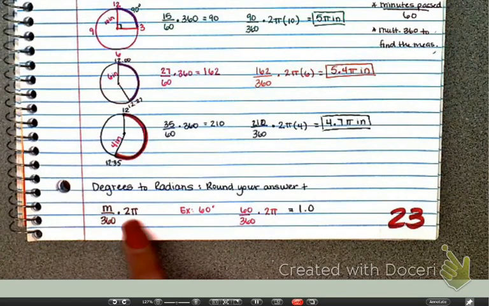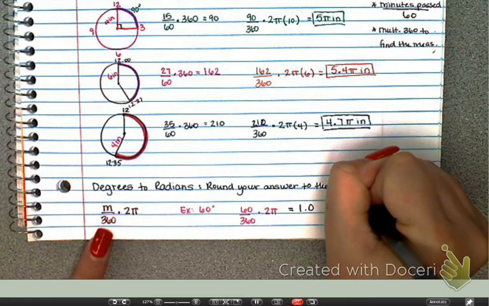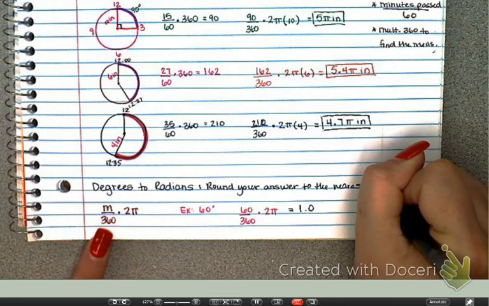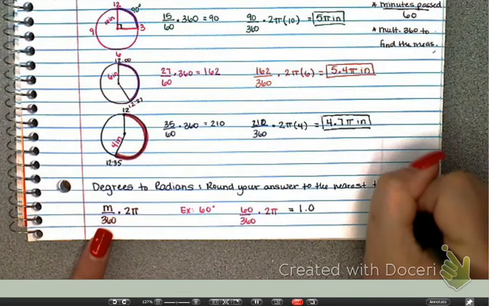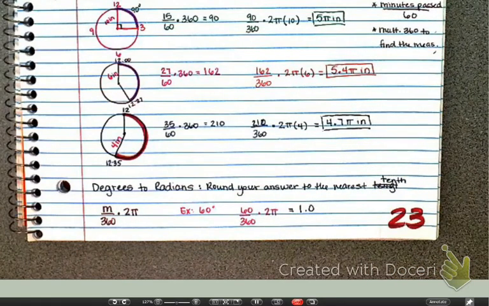1.0. Okay, so if you want to go from degrees to radians, we use our measure and we don't care about the radius, so it's the same formula without the radius. And again, you have to multiply through by pi. And that'll be in the directions. It'll say round your answer to the nearest tenth. When do I want you to use what? When it asks you to go from degrees to radians. So if it just gives you the degrees and says find the radians, you use this formula.